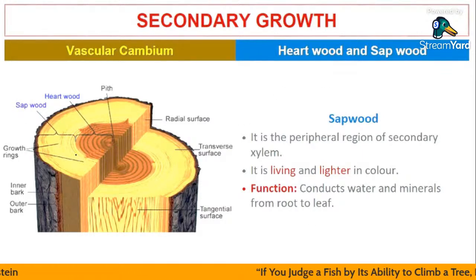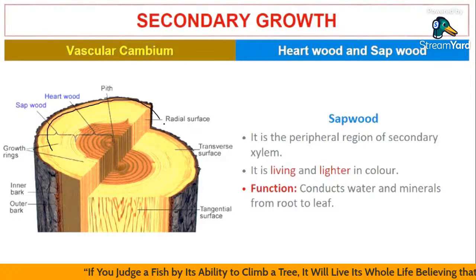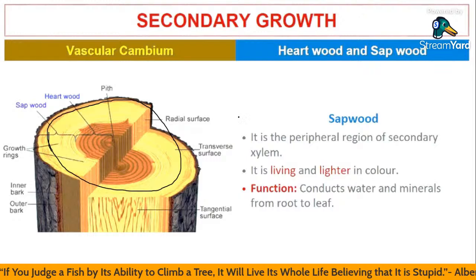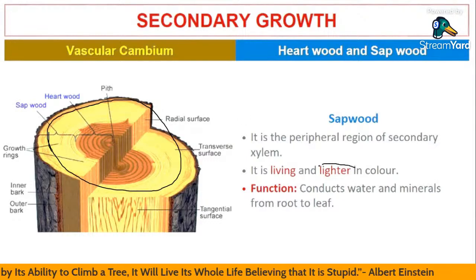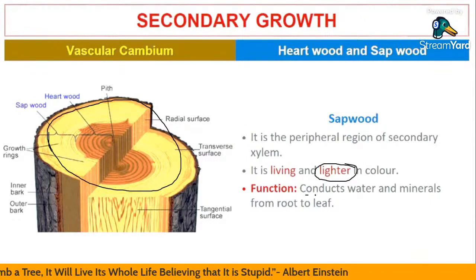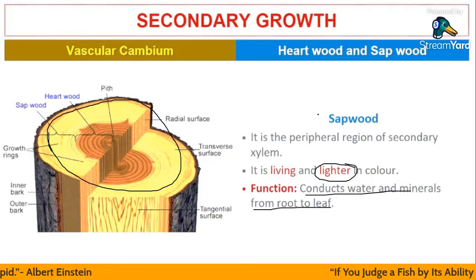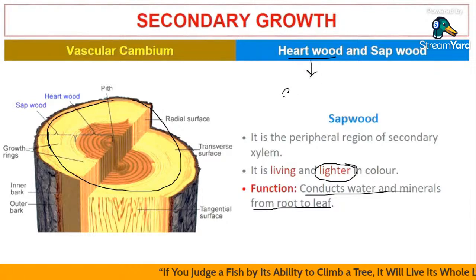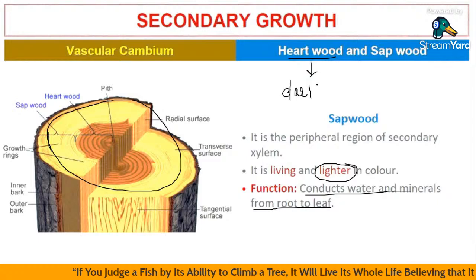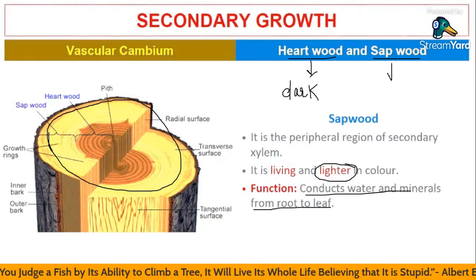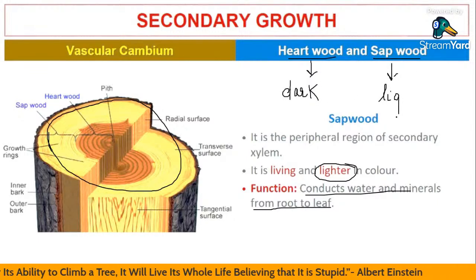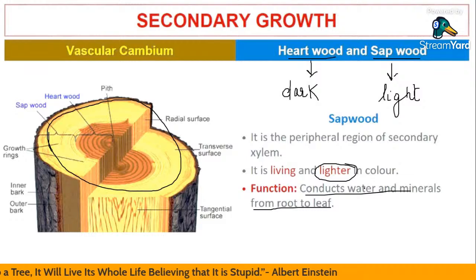I have told you this as well. The sapwood is what is formed on the peripheral region. I told you it is lighter in color. It conducts water and minerals from the root to the leaf. So these are the differences: hardwood is dark brown in color, sapwood is lighter in color. It is light colored. Clear?